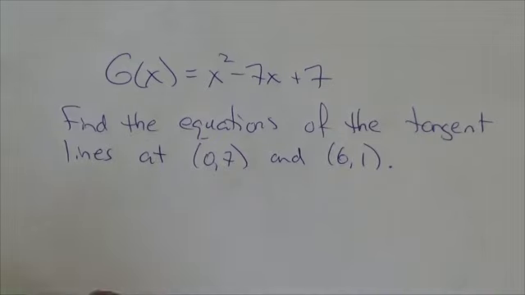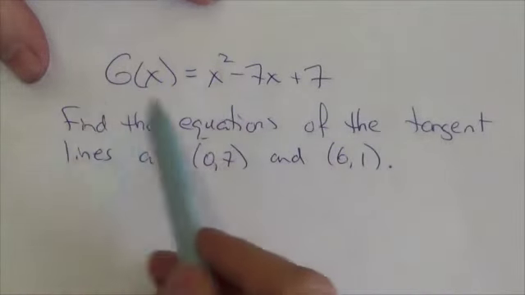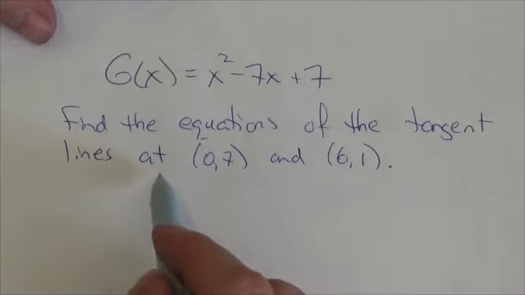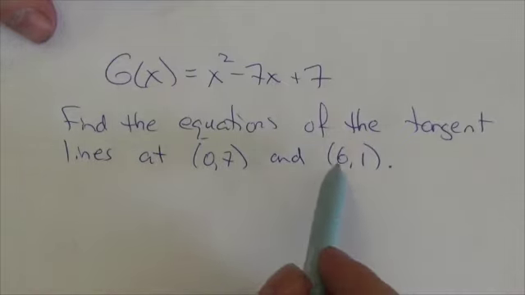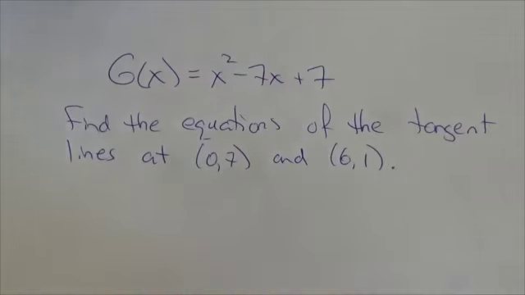All right, hi everybody. We're going to use a little bit of calculus today to find the equations of the tangent lines to this function right here. This g of x is equal to x squared minus 7x plus 7 at the points (0, 7) and (6, 1). Okay, now what I'm going to do here is start with a fairly generic form of the equation of a line.